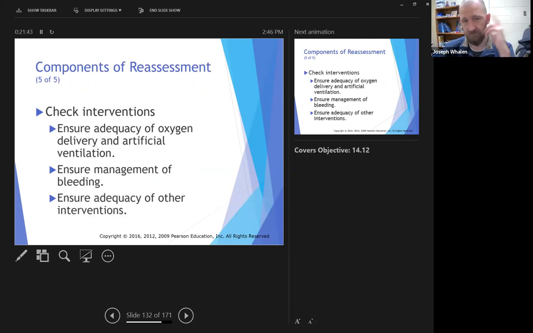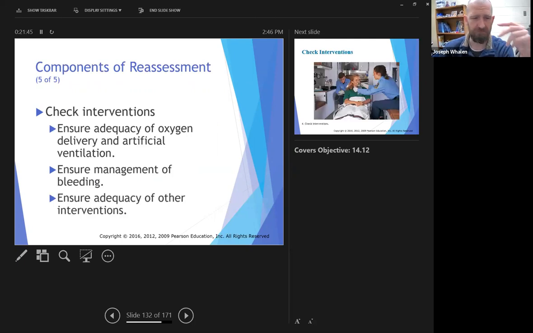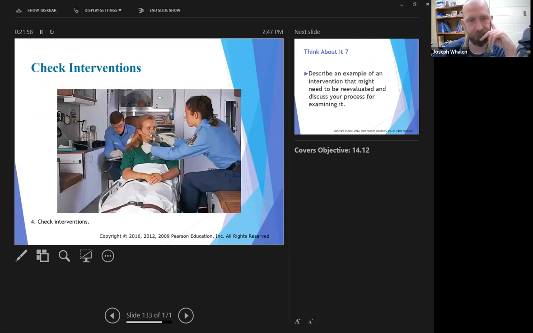All right, so just like I said, checking interventions, O2, bleeding management, any other interventions, make sure they're adequate, make sure things are good, and hopefully we're having good results as the result of our interventions with our patient here.